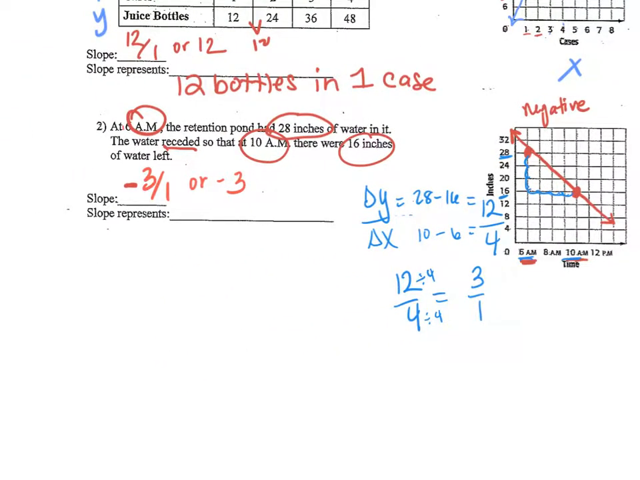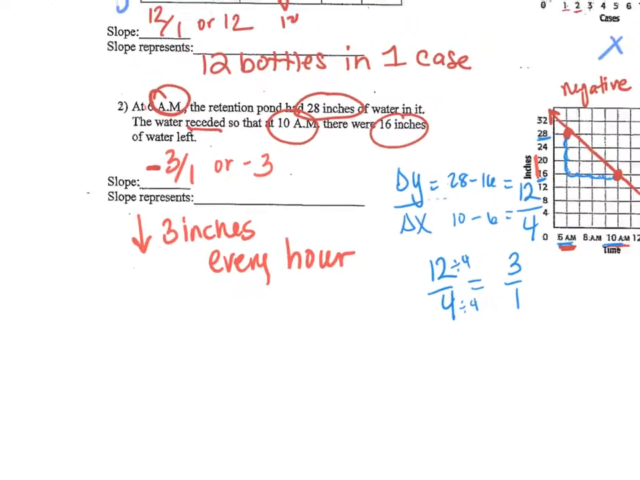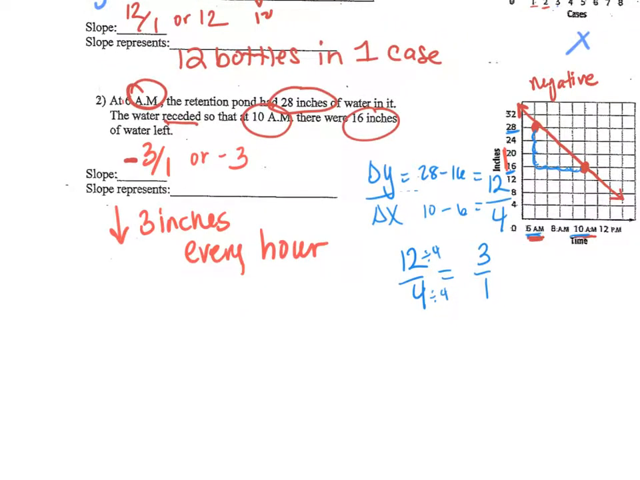So it's receding, or I'm just going to put a down arrow. It's going down 3 inches, because inches is what my y value represented, every hour. Because our x value is going by hours, 6 a.m. to 10 a.m. So it's going down 3 inches every hour.